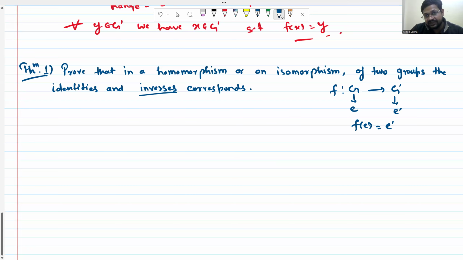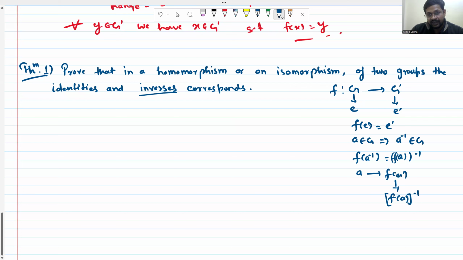It means if there is A in G, then obviously there exists the inverse of A in G. So this inverse of A will be equal to F of A whole inverse. It means that A is mapping to F of A, and the inverse of this will be equal to F of A whole inverse, and this is the inverse of A. So this will be mapping to this. This is the meaning of it.